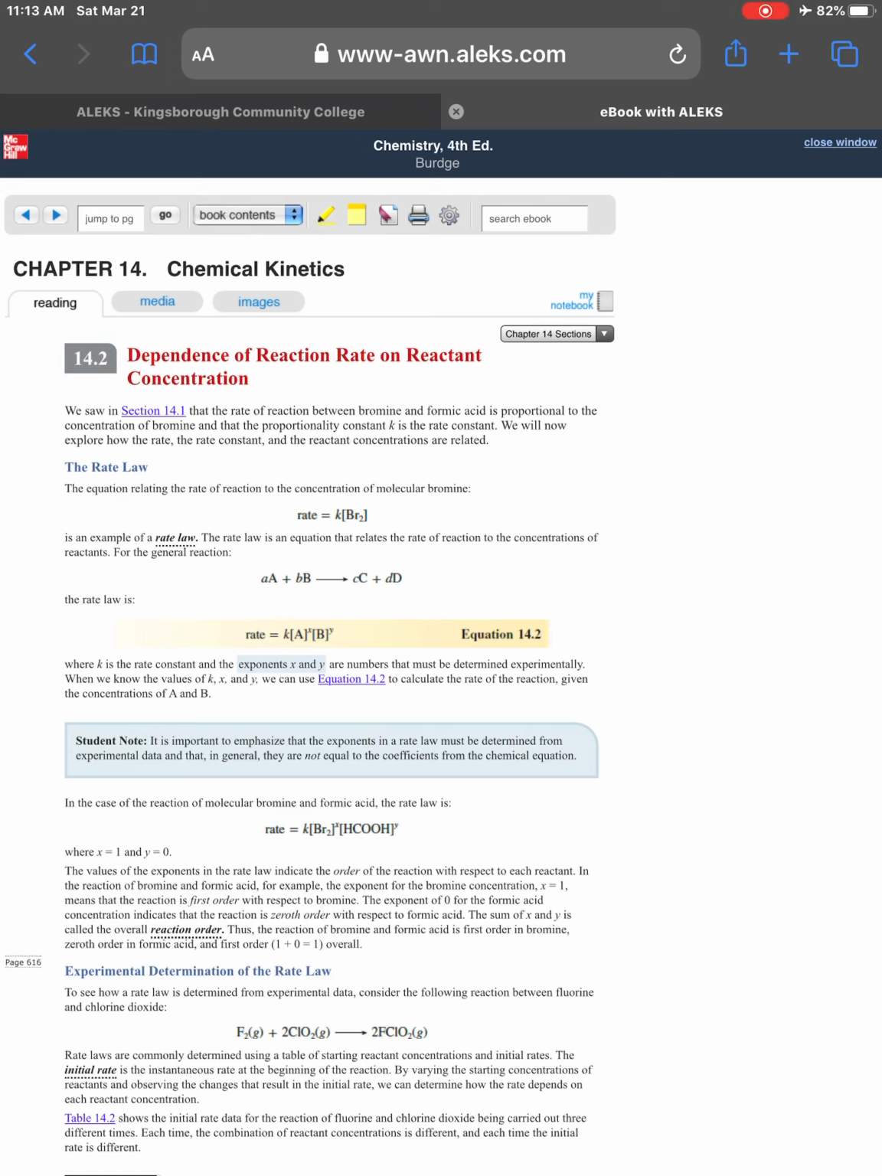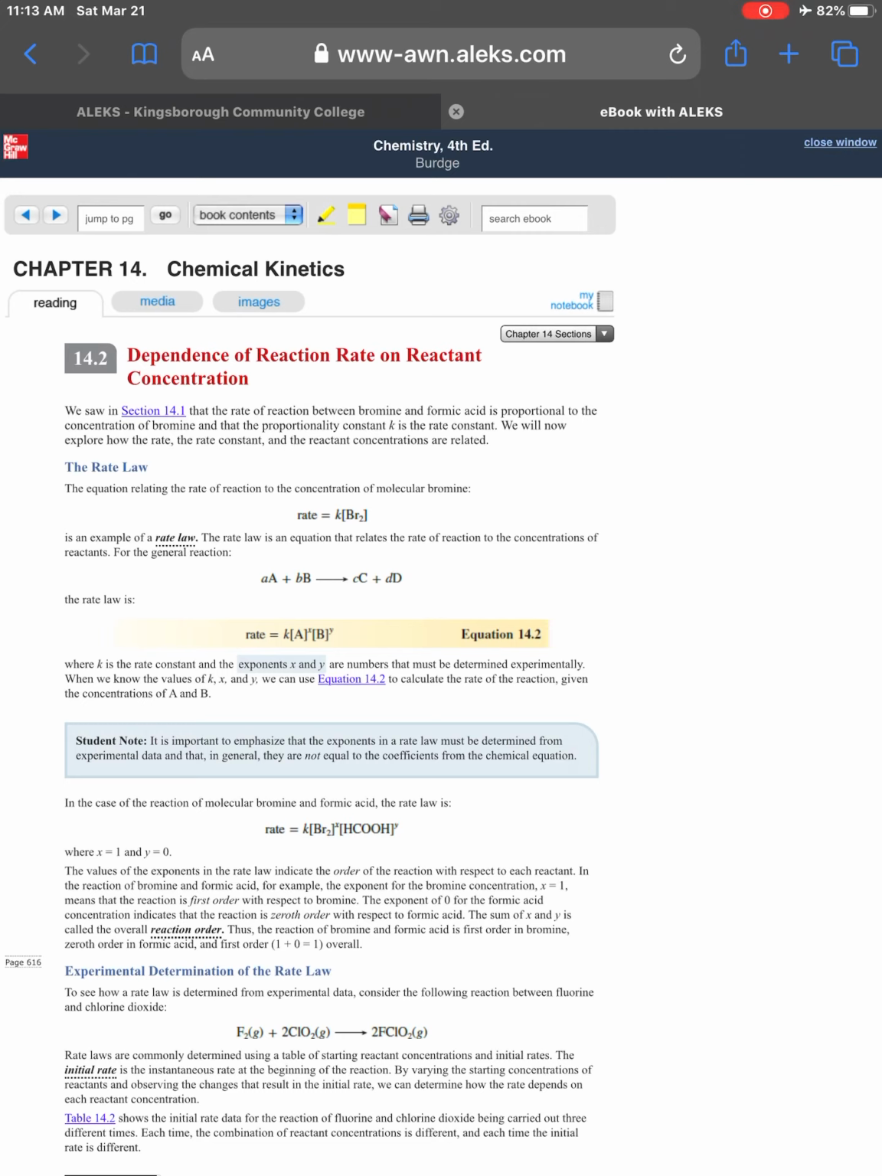It could be 0. The values of the exponents in the rate law indicate the order of the reaction. So the terminology we use is order. That's actually a mathematical term. For example, if you have an equation y equals x squared, the order of x is 2. That's called second order, and so we're using the same terminology here: the order of the reaction with respect to each reactant. So each reactant has an order.